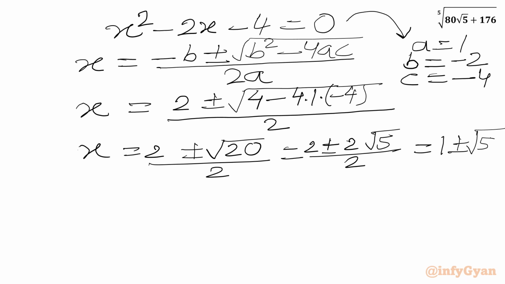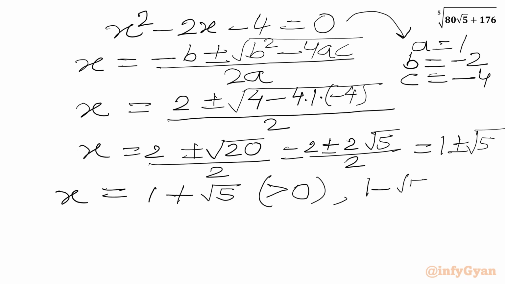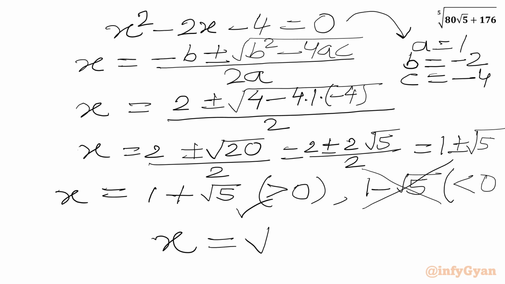Now x was lying in the interval 3 and 4. So we are having two values of x. The first one is 1 plus square root 5, which is positive. And the second is 1 minus square root 5. Square root 5 is approximately 2.23, so I can write this is negative. So we will reject this solution. So our accepted value would be 1 plus square root 5. So we will write our answer: x equal to square root 5 plus 1.